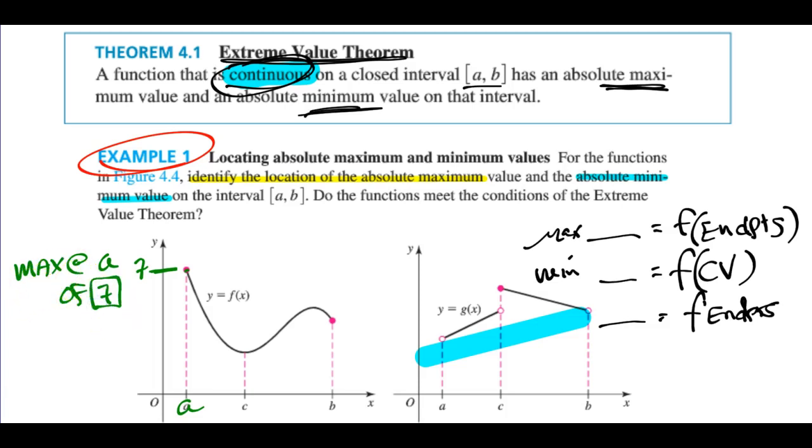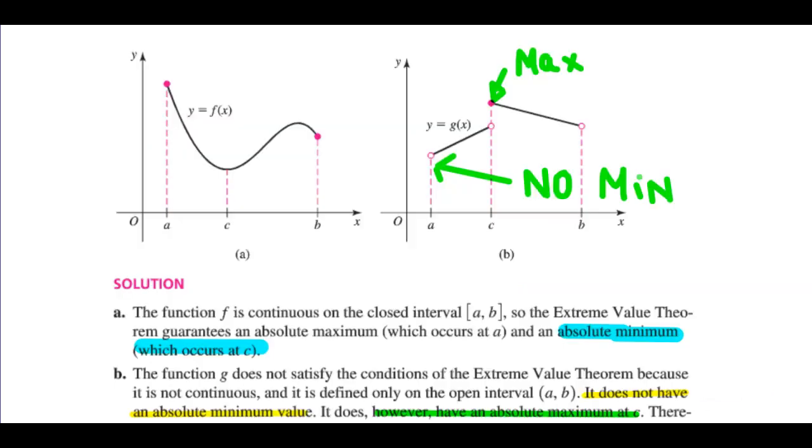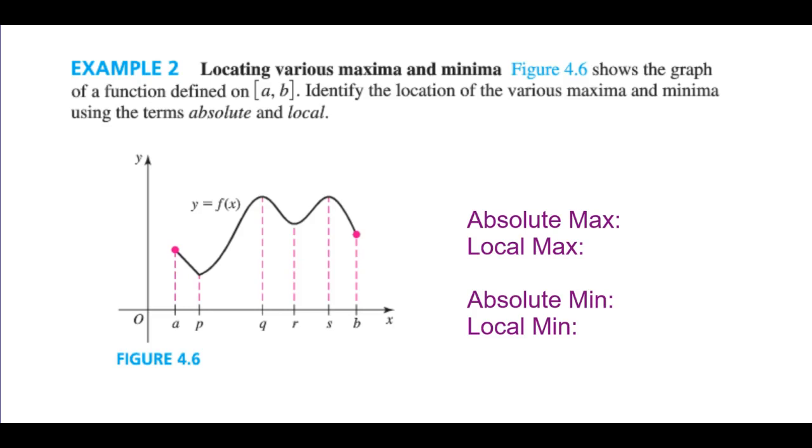So make sure, over here I would say the minimum is there's none, and the maximum looks like it exists, but it's at the point when x is c. So now let's go back to example number 2. Again, I've got a closed interval, so I should be able to find an absolute max and an absolute min.